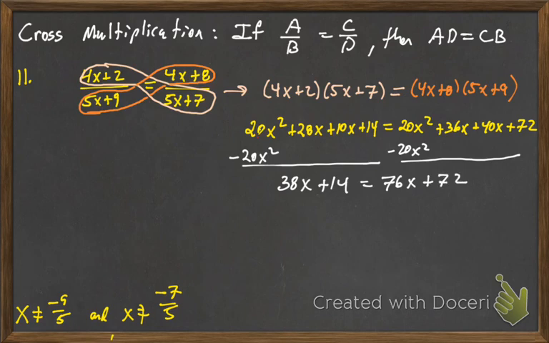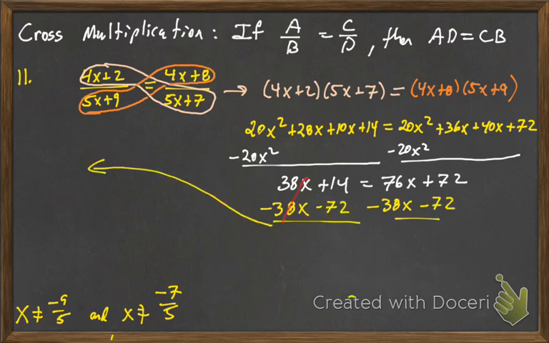We'll decide which side we want the x's on, the left-hand side or the right-hand side, it doesn't matter. I think I'm going to move the 38x over, so I'm going to subtract 38x, and then subtract 72 over, so that we get the x's on the right and the numbers on the left. So minus 38x, and then minus 72. So the 38x's cancel, the 72's cancel.